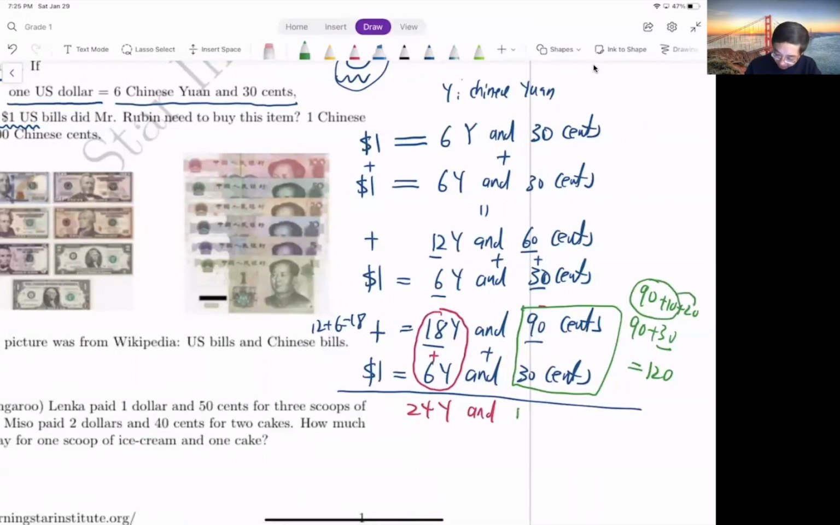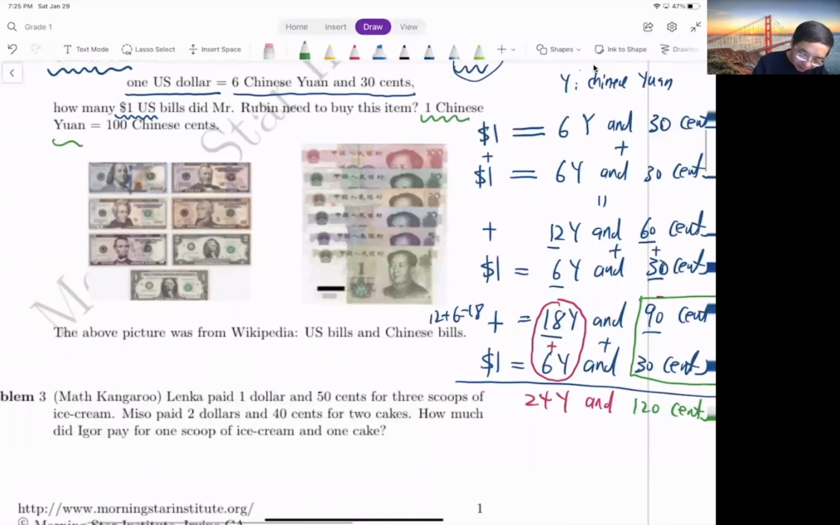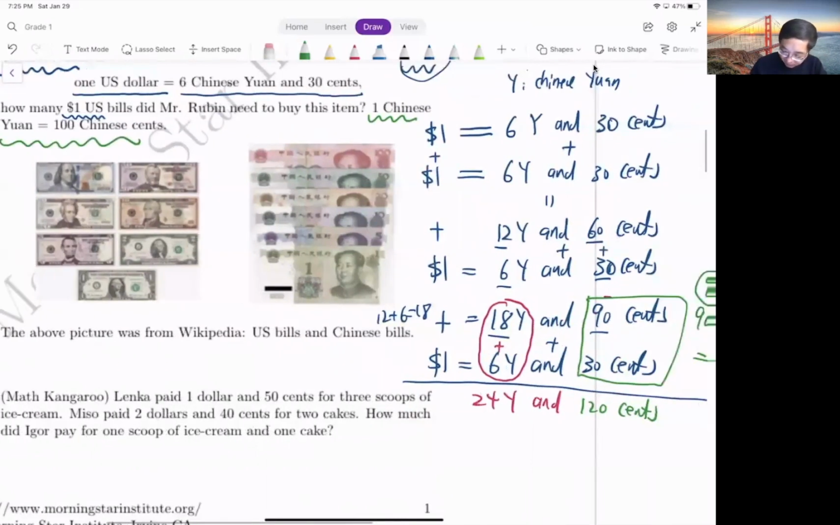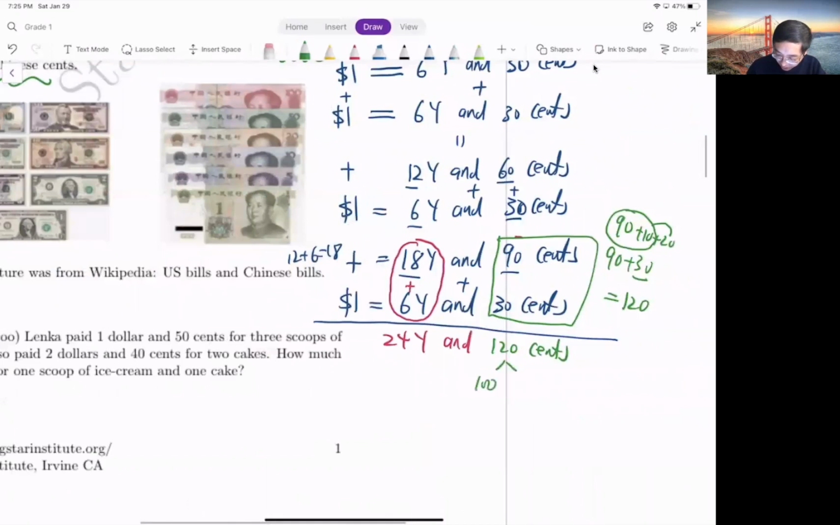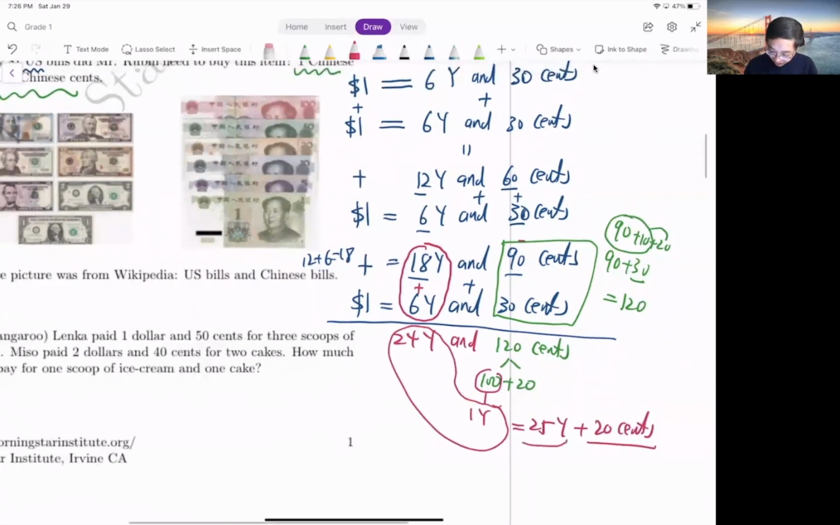Okay, so then in Chinese yuan, it says 1 Chinese yuan equals 100 Chinese cents. And this one we can split. It's 100 plus 20 cents. And this one is 1 Chinese yuan. All right. So then we can combine with the 24. What do we get? We get 25 Chinese yuan and plus 20 cents. Oh, which is enough because it's more than enough. It's 20 cents more than this item. So 25 Chinese yuan is enough.